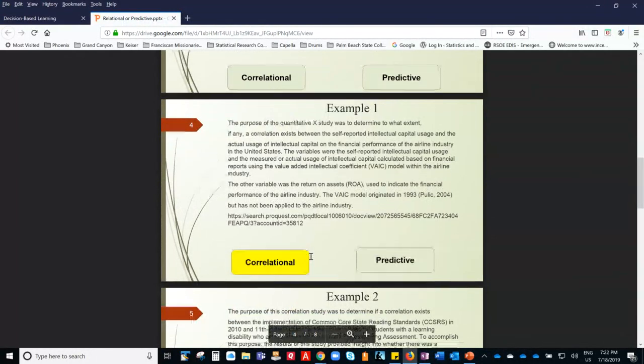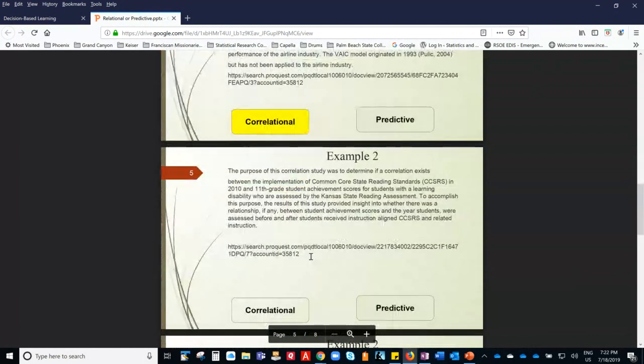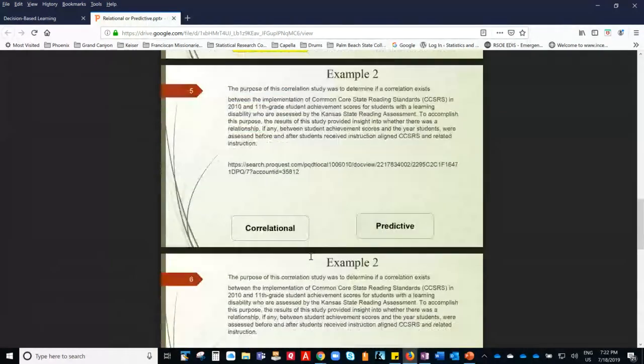Right. Now, let's look at another one. The purpose of this correlational study was to determine if a correlation exists between the implementation of Common Core State Reading, CCSRS, in 2010 and 11th grade students' achievement scores for the students with a learning disability who are assessed by the Kansas State Reading Assessment. Correlational or predictive? Don't be shy. Don't worry. It's correlational. There you go.